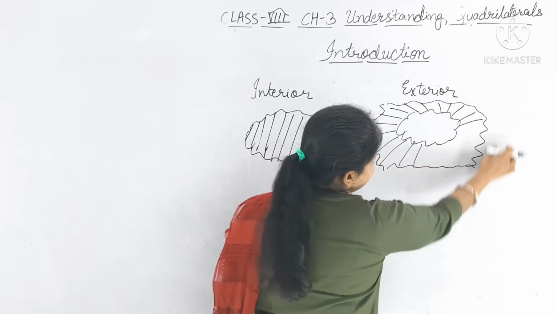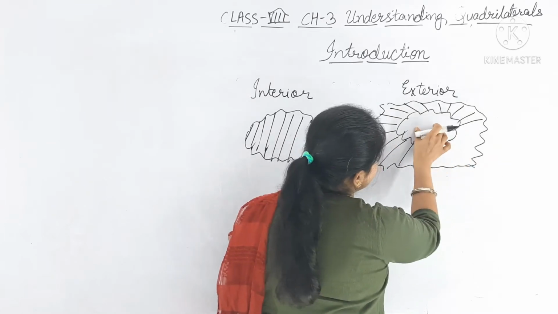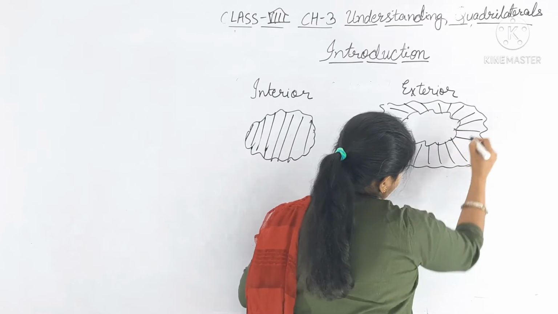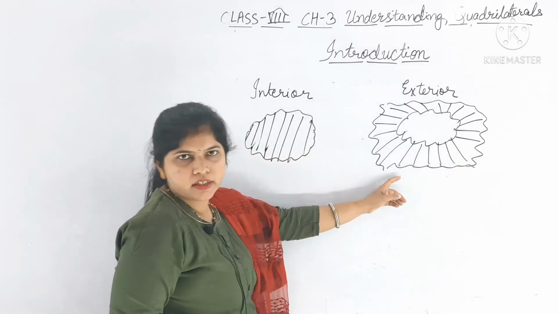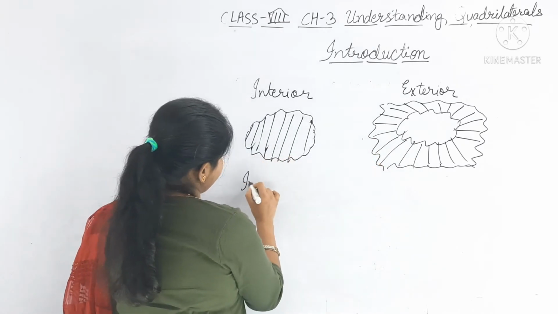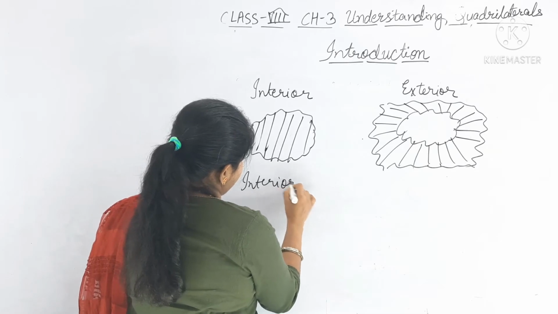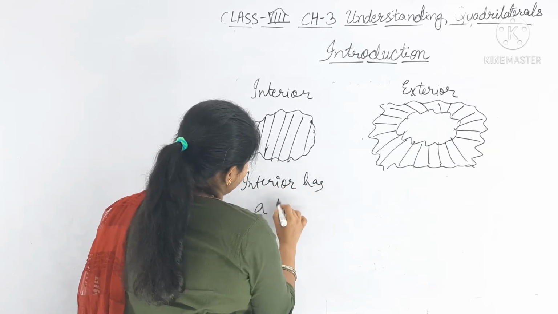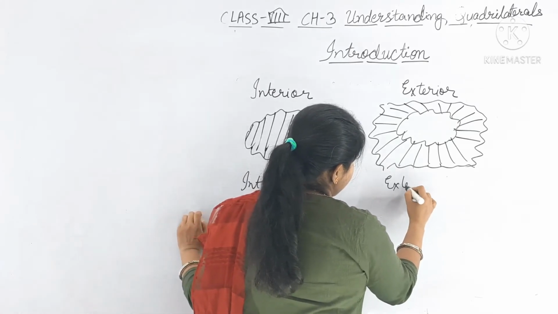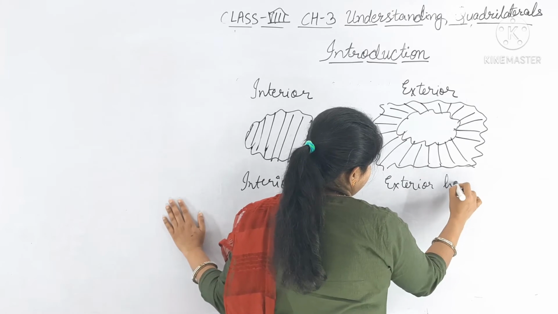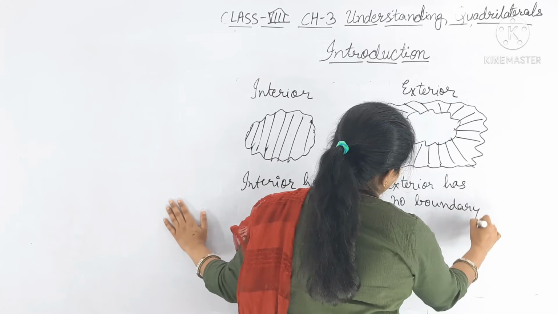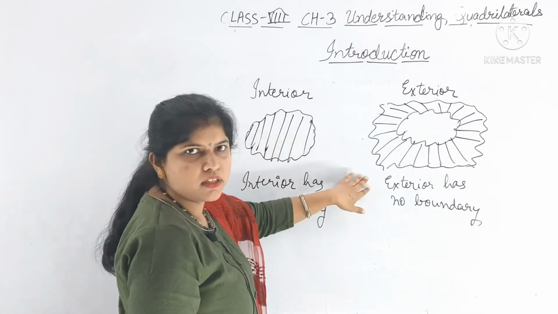This is the plane surface, that is plane curve. Inside that this is a closed curve. So this is the exterior, outside the curve. Okay, so interior has a boundary and exterior has no boundary. Okay, so this is the interior and exterior of a closed curve.